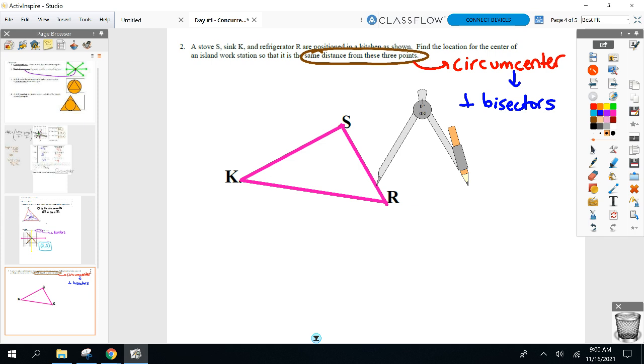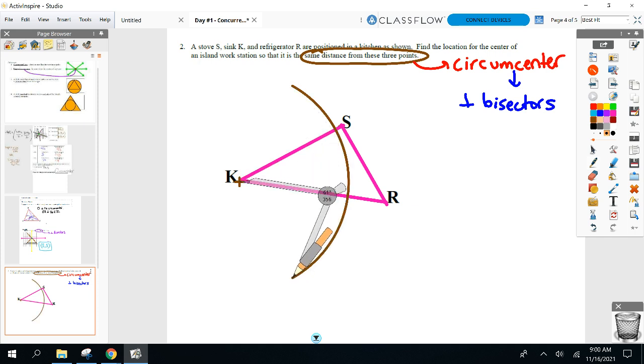KR. All right, anybody remember how to do the perpendicular bisector? Put your compass point on K, open it up more than half the distance of KR. A decent size arc, right? About a half circle type arc. And then go where? Keep it the same opening and go over to R.